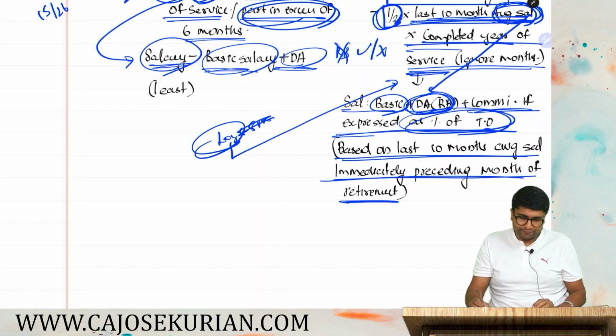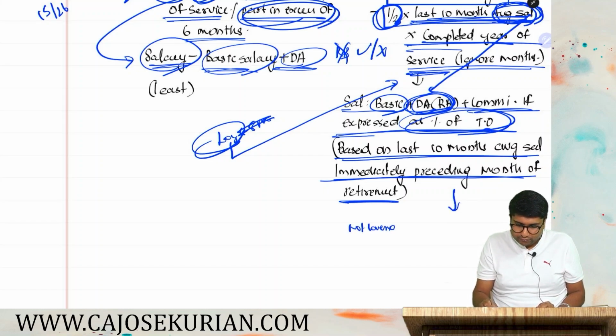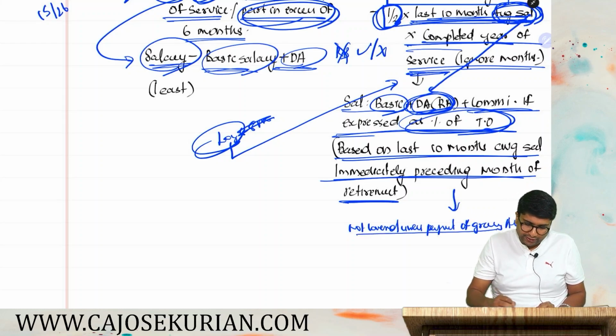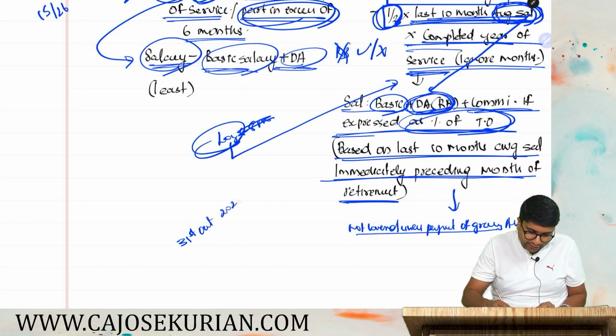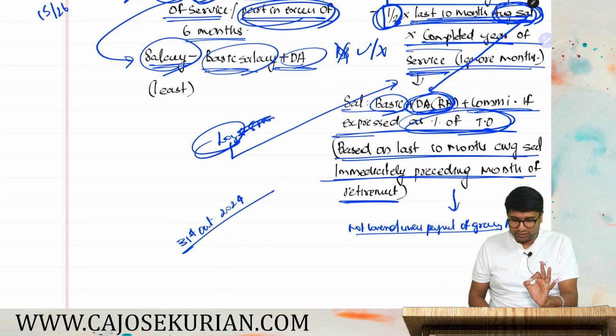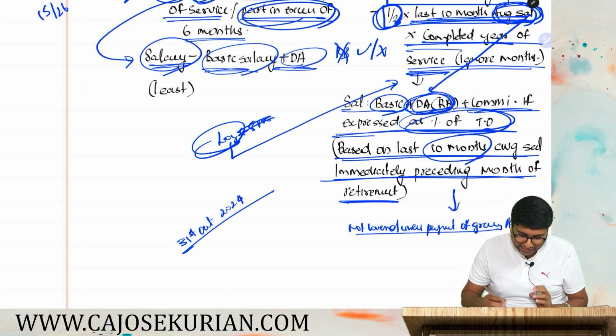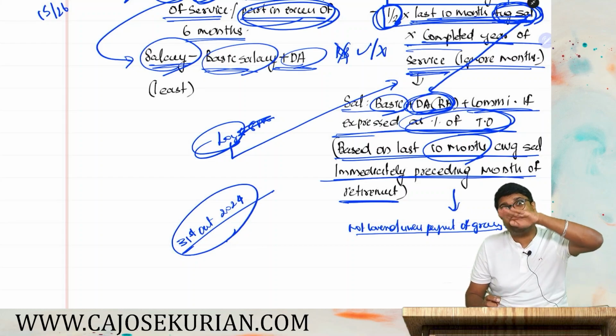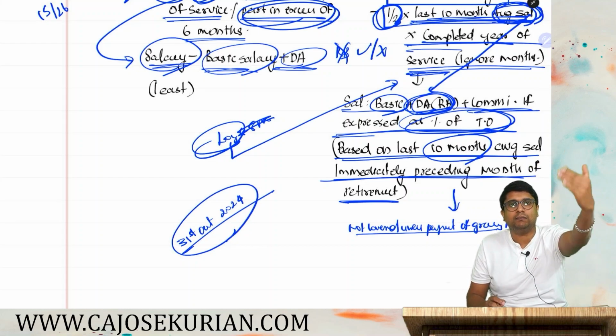Say for example, if you are a person not covered under Payment of Gratuity Act and you are retiring on 31st October 2024. Okay. If you are retiring on 31st October 2024, you will get the salary for October as well. But while computing this 10 month salary, ignore that October. You take the past 10 months, excluding the month of retirement.